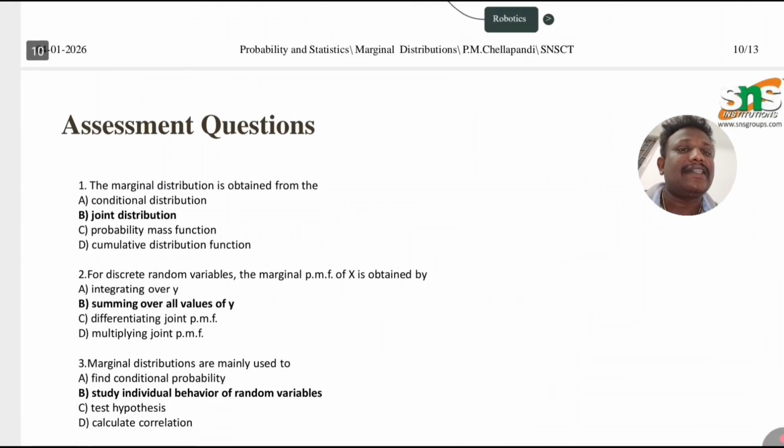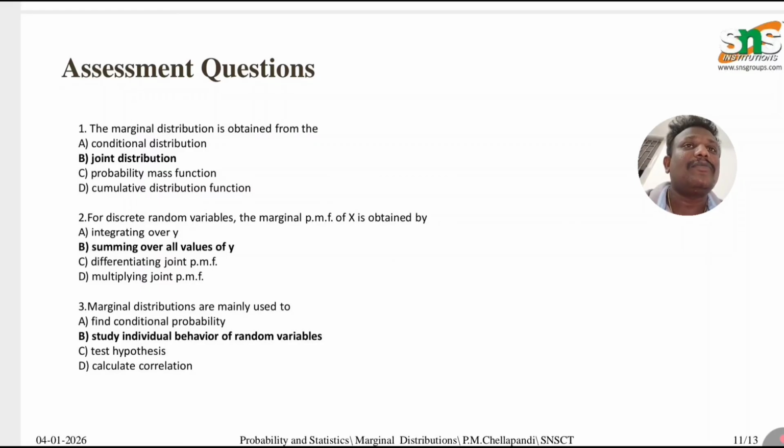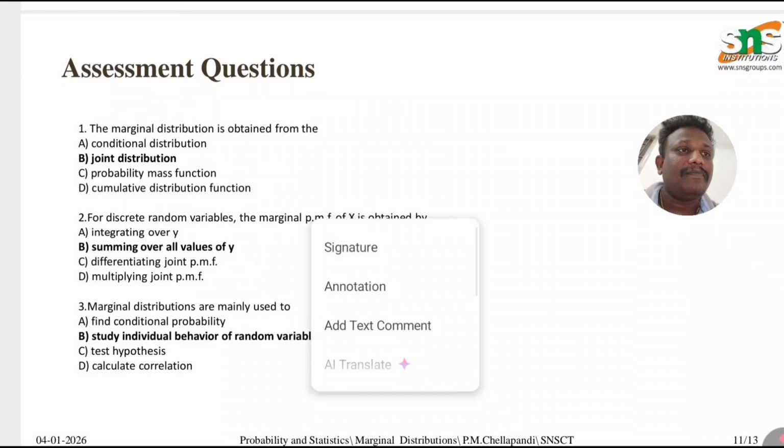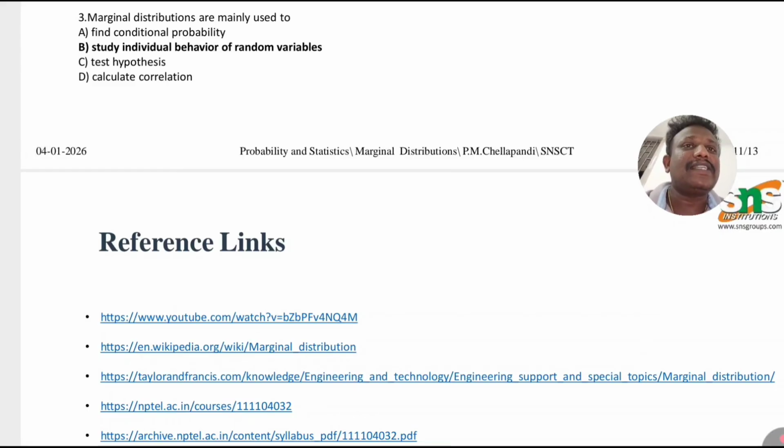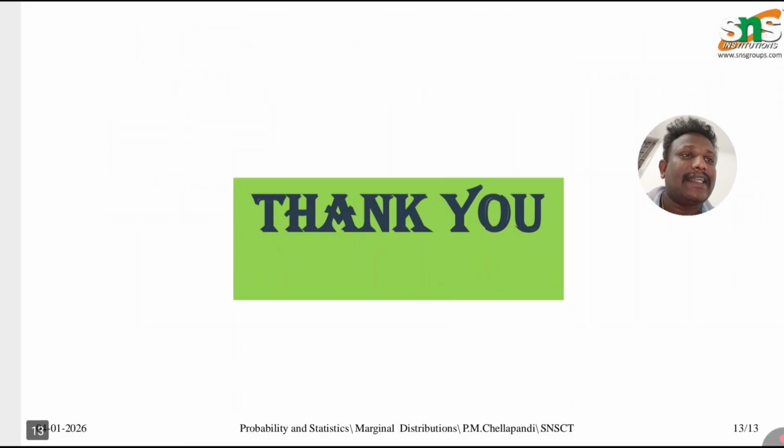The next one is assessment questions. There are several assessment questions. I would like to ask only one question. The rest of the questions you can refer to in this video, right? The first question is, for discrete variables, marginal PMF is obtained by what? Take a few seconds to answer it. Okay, let me reveal the answer. It is summing over all values of y, right? Dear viewers, I hope you have understood this concept clearly.